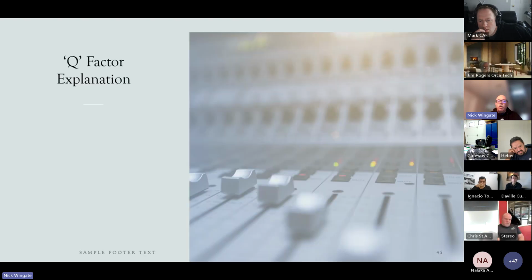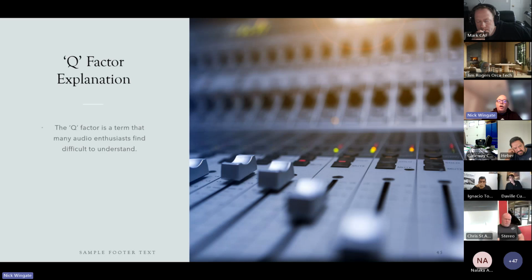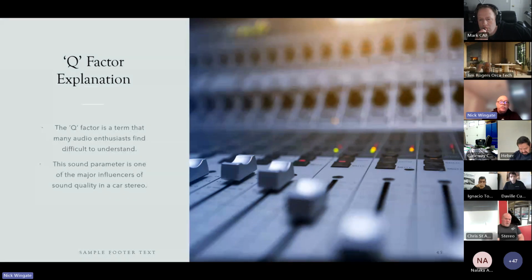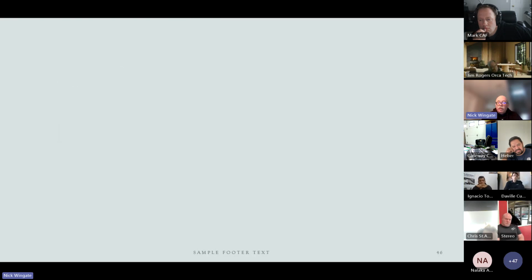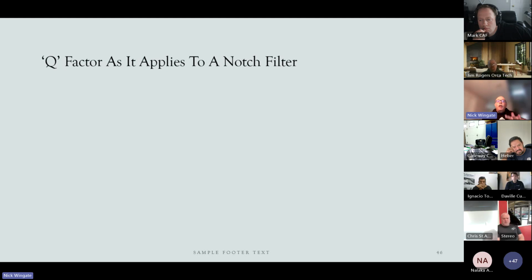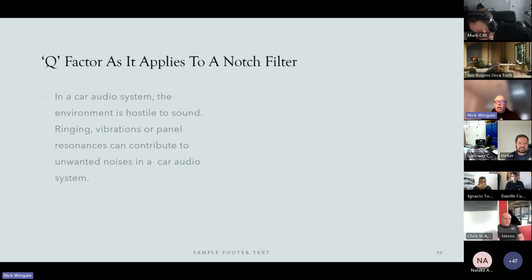Now, the Q factor I want to get into because a lot of folks don't understand what that means. And I get it, because there's an awful lot of people that don't understand it. And it's one of the biggest influencers of sound quality in car audio, because if we don't use it correctly, you can end up boosting signal or cutting signal way too much. And you end up with something that sounds terrible, or you might actually add too much energy and you can blow a driver. So we don't want that to happen. So the Q factor as it applies to a notch filter is like this.